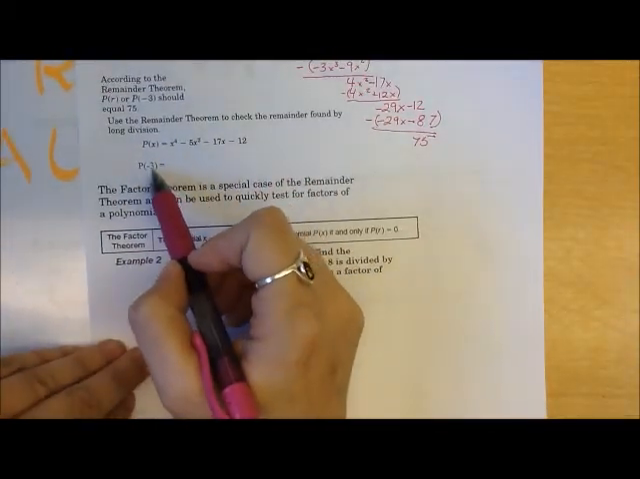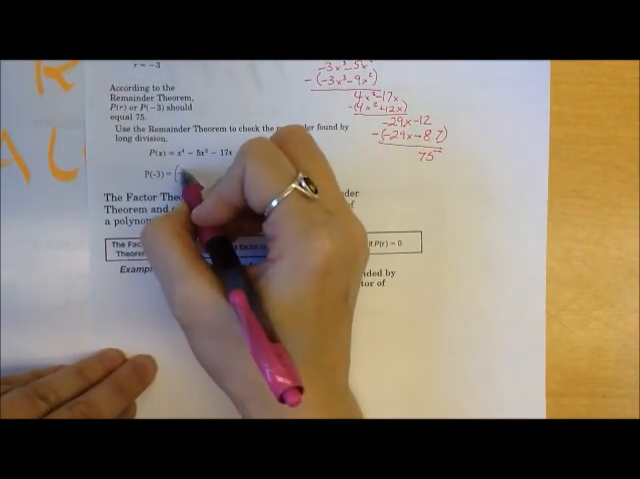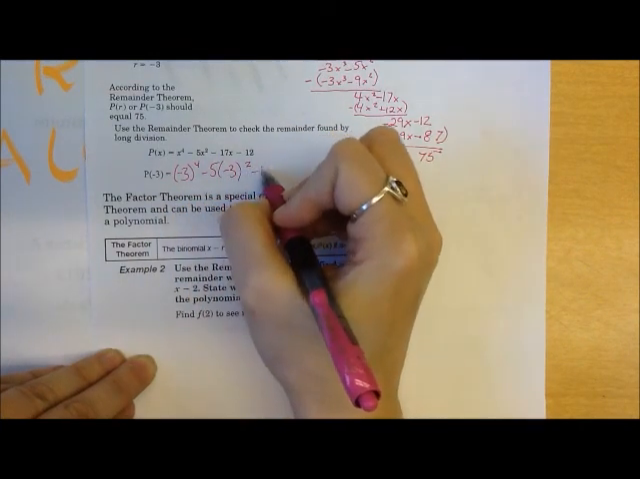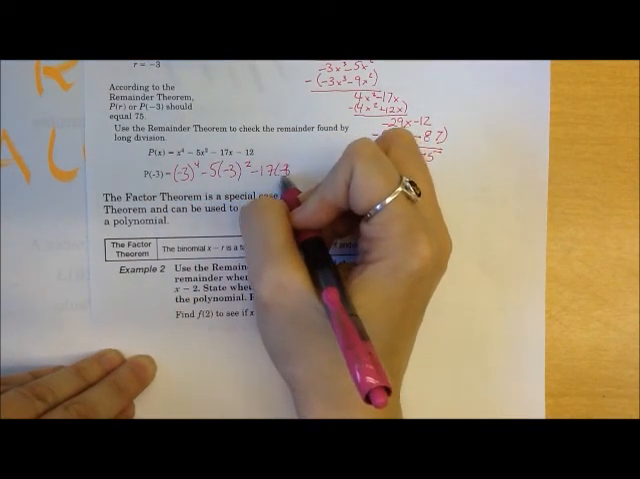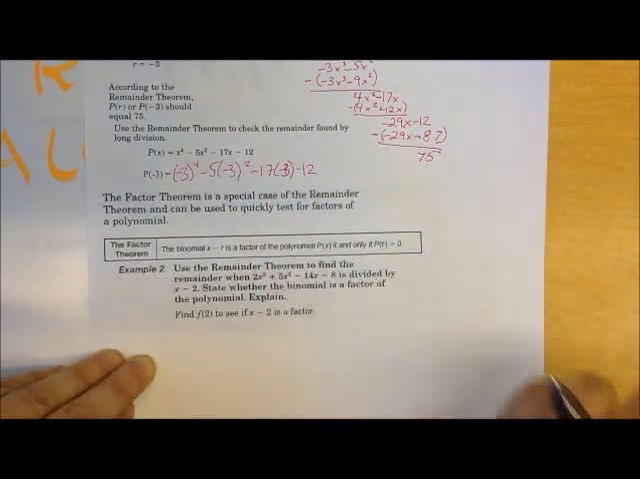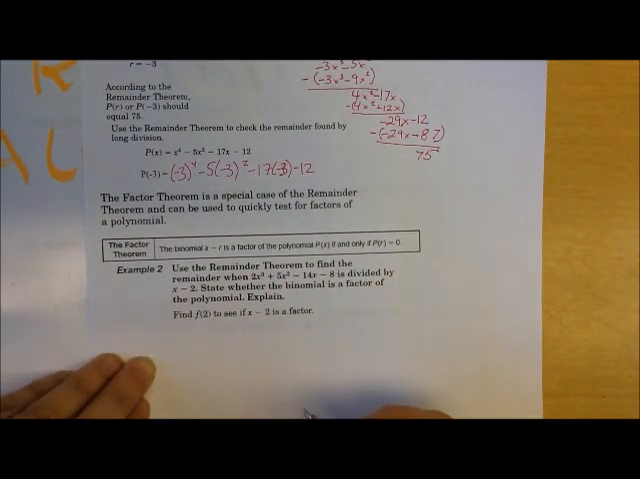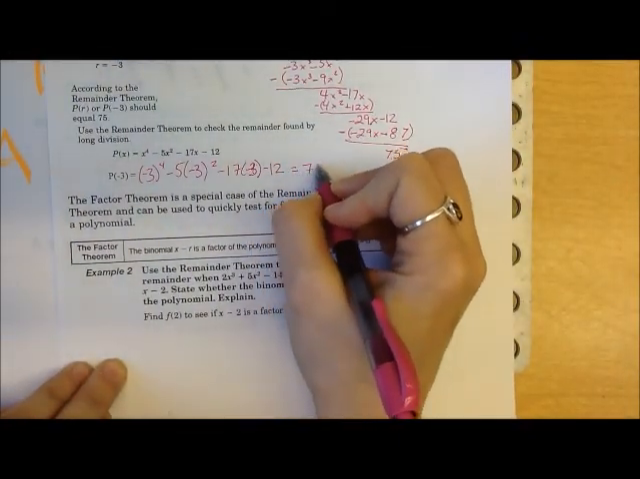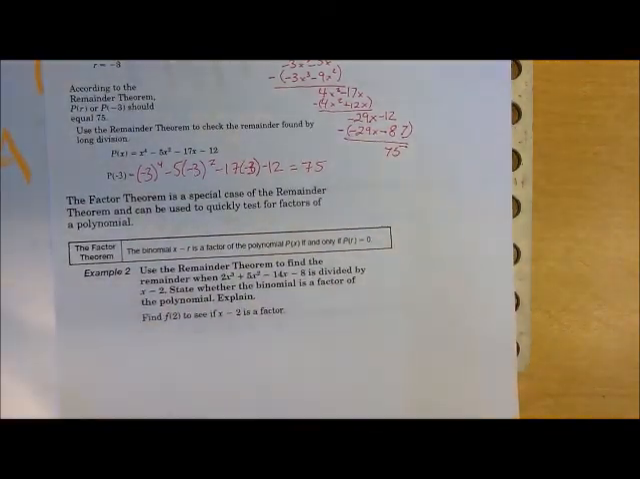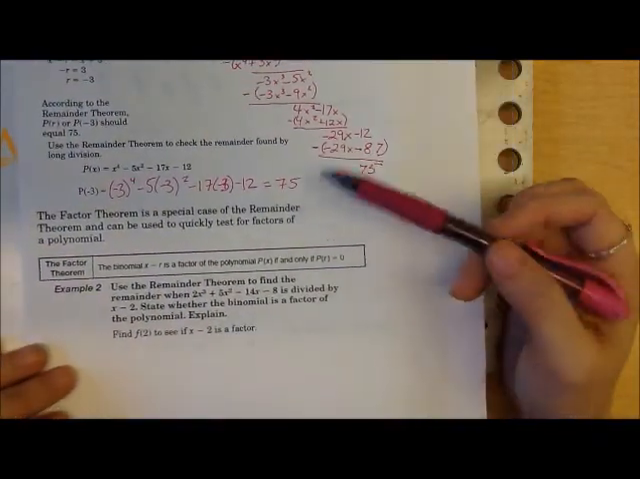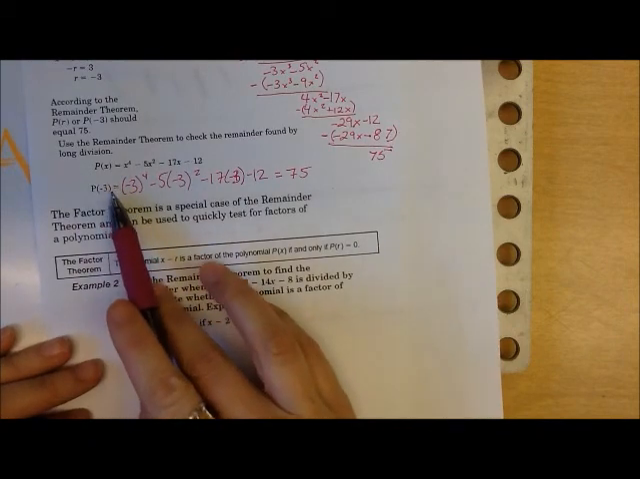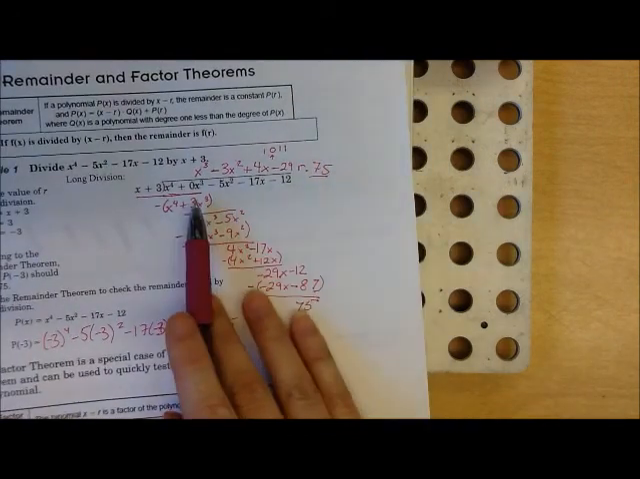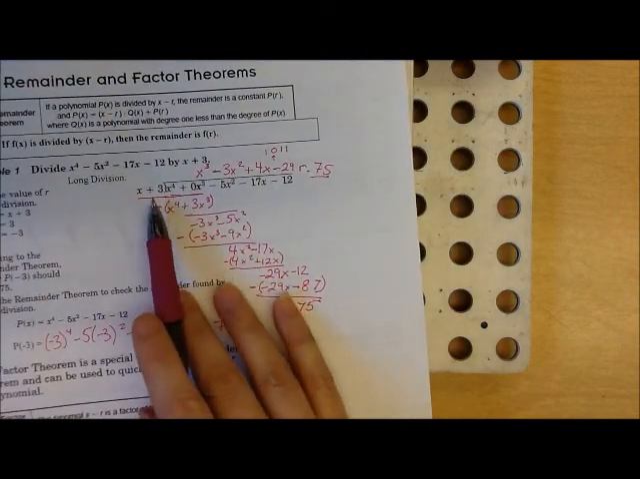So if we plug in negative 3 for x, negative 3 to the fourth minus 5 times negative 3 squared minus 7 times negative 3, negative 3 minus 12. Oh, I'm so tempted to do this myself. You can put it in the calculator though, and you should get 75 if I did everything correctly. That's not a coincidence. The value you get when you plug in that number is the same as the remainder you get if you divide by x minus that number.